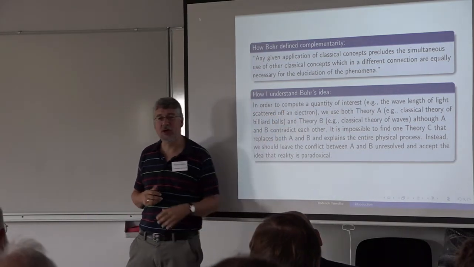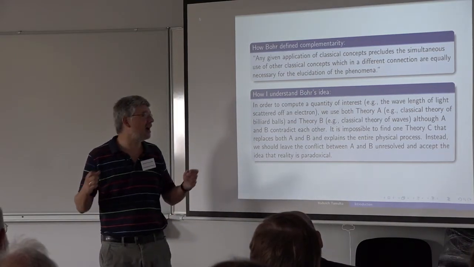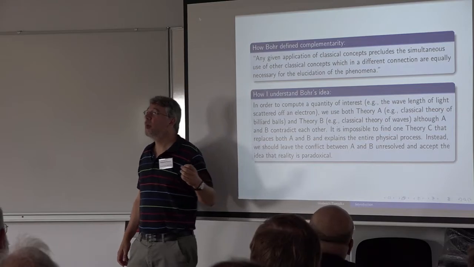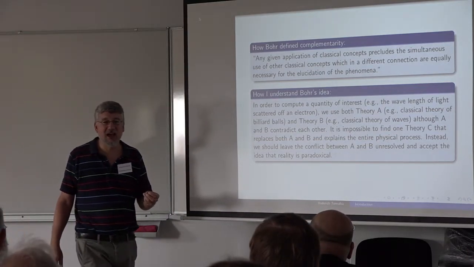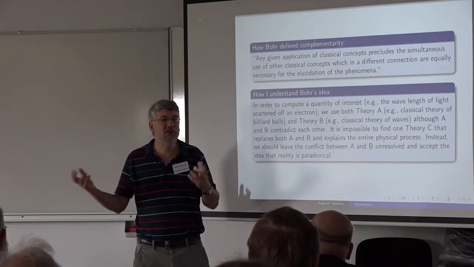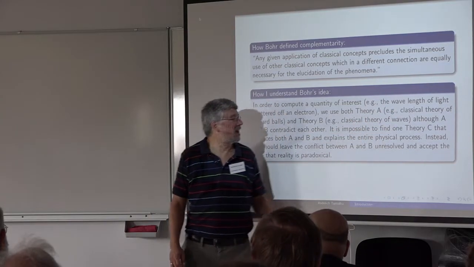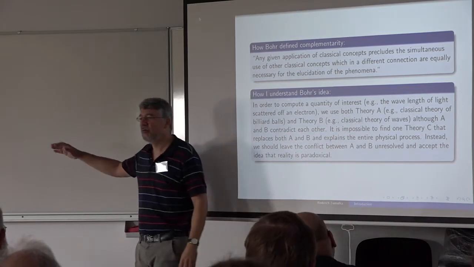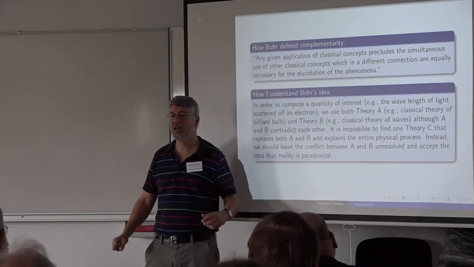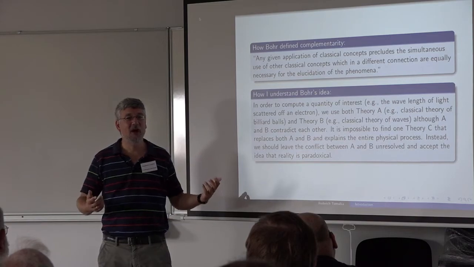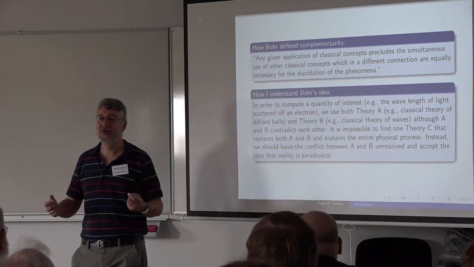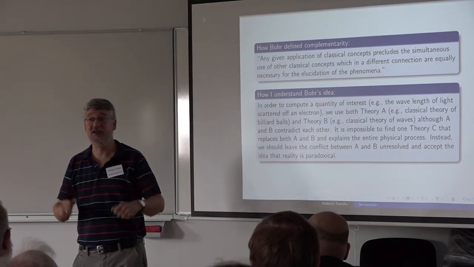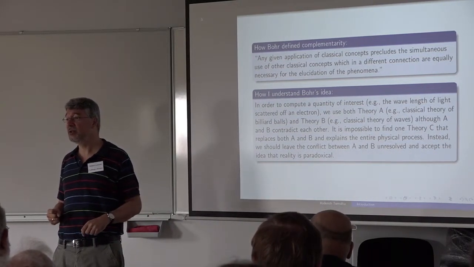Let's say we want to compute a certain quantity of interest. For example, light scatters off an electron. We want to compute the wavelength that results. Then the way people did it in early quantum mechanics in the 1920s, you use two theories for doing the computation. Theory A, let's say the classical theory of billiard balls, where you have a collision between two particles, and theory B, the classical theory of waves. And then here's how people did the computation. They did part of the computation as if we were talking about classical waves. Then at some point we switched using de Broglie's relation between wavelength and momentum, and then we did part of the computation using the classical theory of billiard balls.